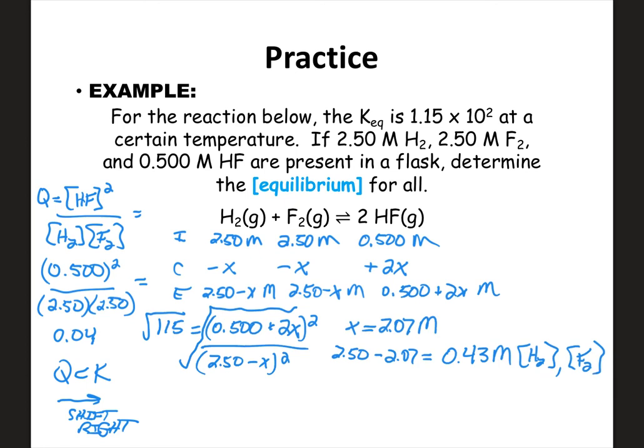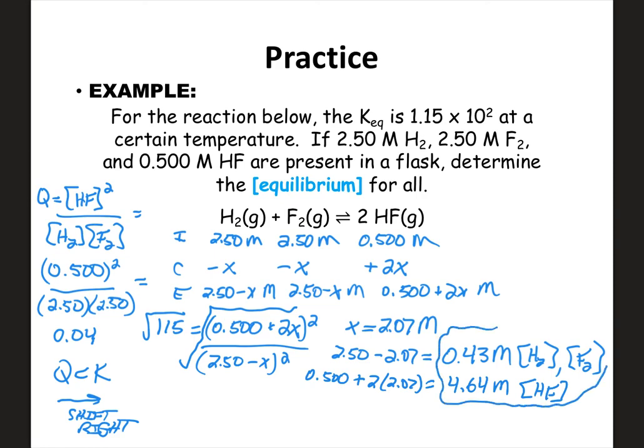And then when you do the math here for the HF, you have 0.500 plus 2 times the 2.07. And then that comes out to be 4.64 molar. And that would be the concentration here of the HF. Okay, so now you have all the concentrations for each of the substances at equilibrium.